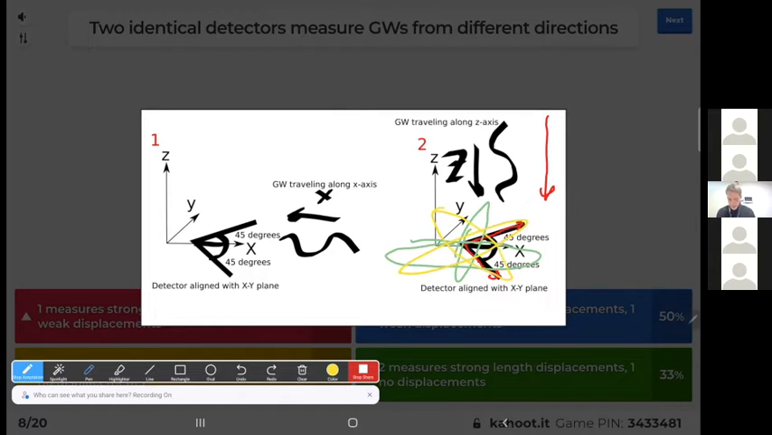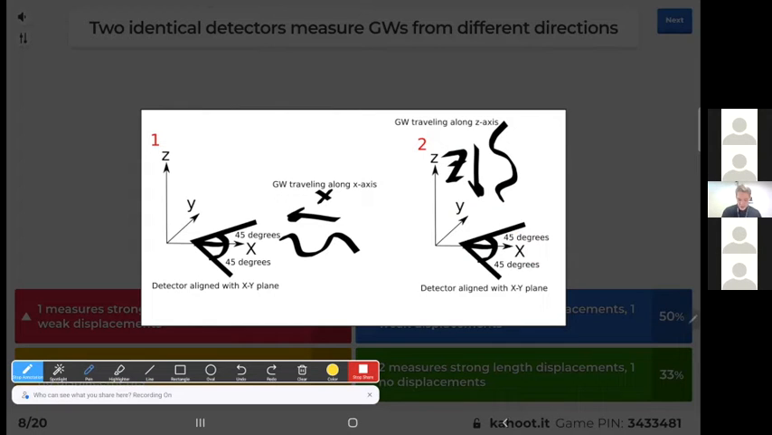Then the cross mode would give you a very strong length displacement. So one of the arms would be displaced or squeezed, and one of the arms would be stretched. Is that what you mean? Yeah, basically. Okay. Do people agree? Okay. I think I would tend to agree as well. I think this explanation is good, and I find it satisfactory.